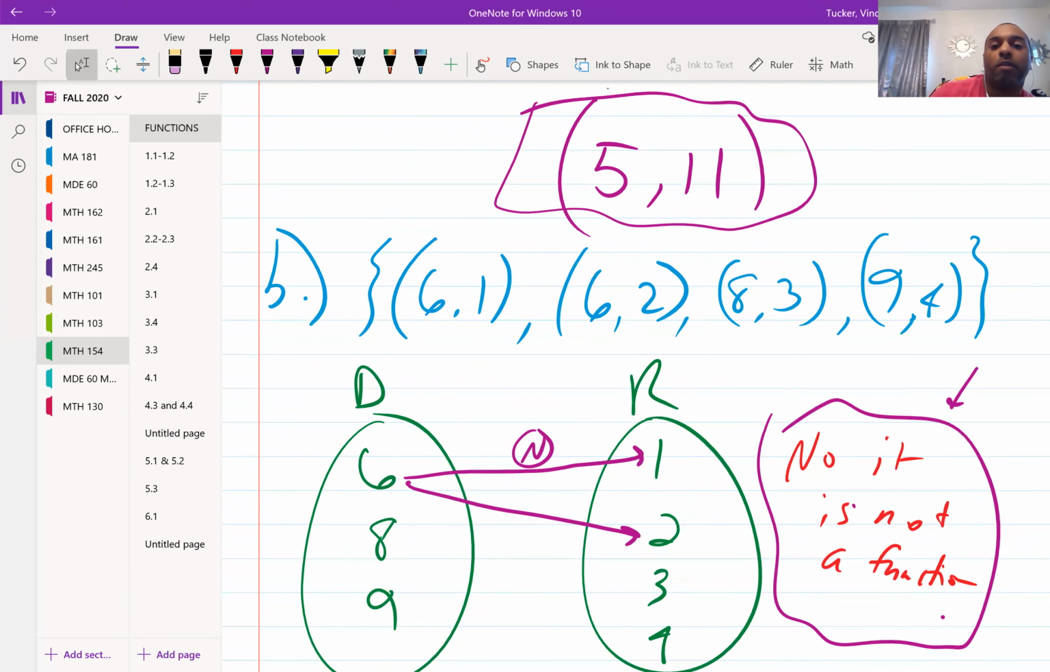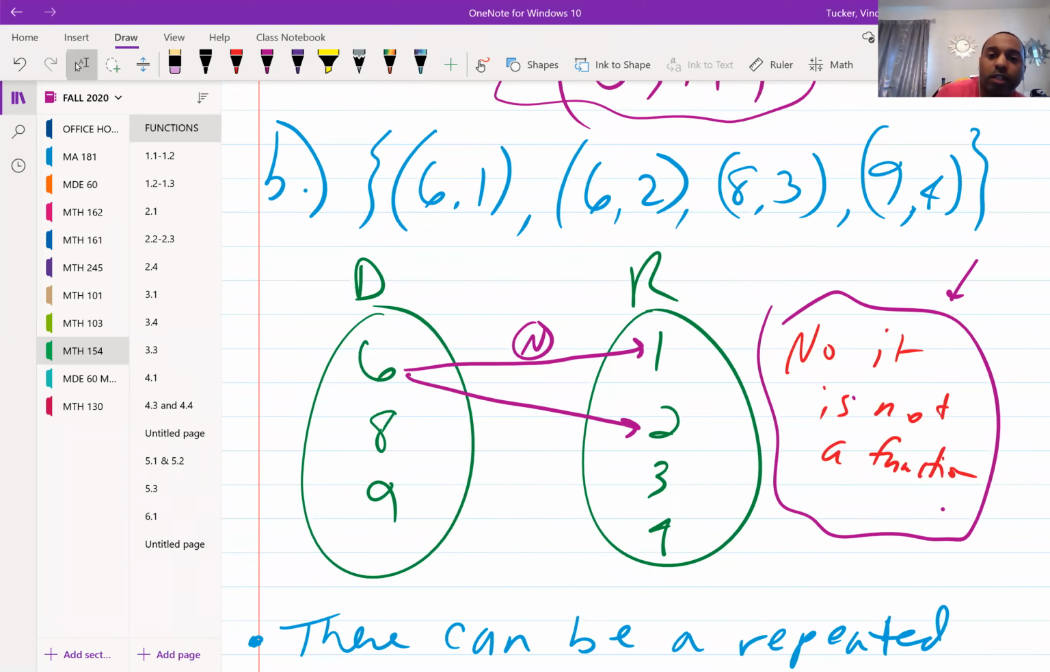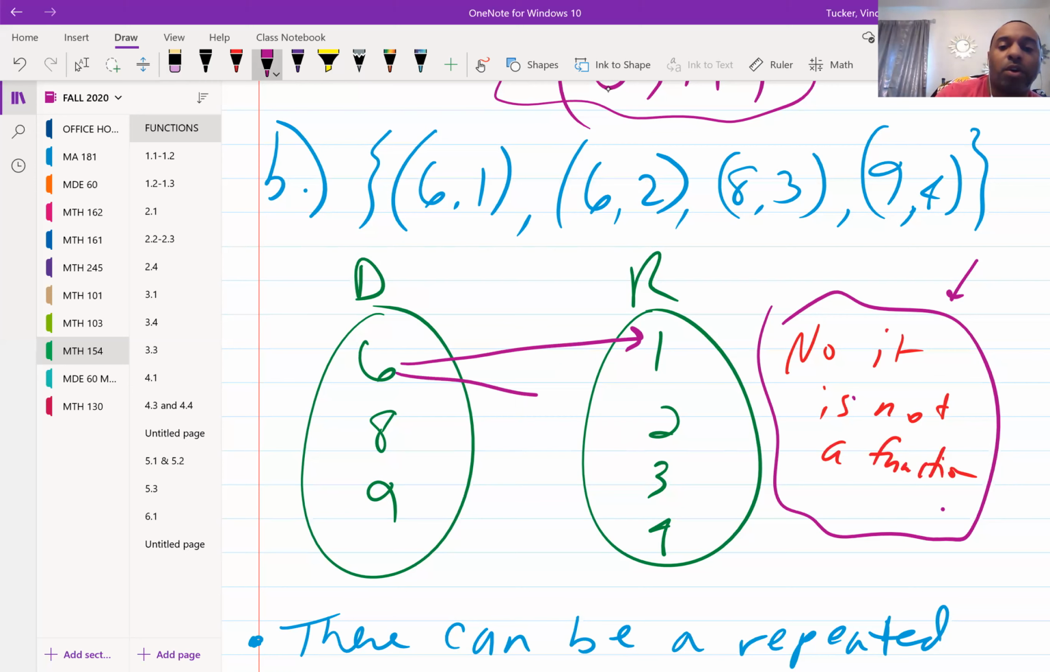All right, so the next one, (6, 1), (6, 2), (8, 3), (9, 4). So when I look at my domain it is 6, 8, 9. Range is 1, 2, 3, 4. So once again, you're going to ask yourself, is each value in the domain going to go to just one value in the range? So when you look at 6, 6 is going to go to 1, but then it's also going to go to 2. So no, it does not go to just one value in the range. So that means it is not a function.